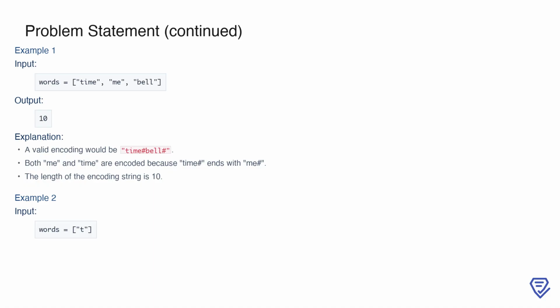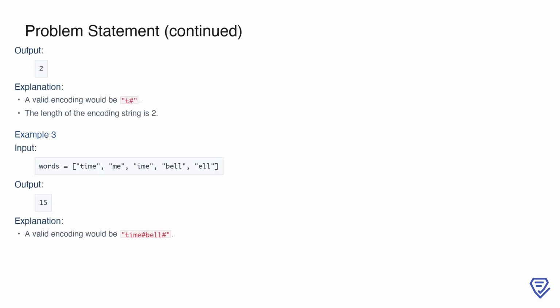Suppose the input list of words is time, me, bell. A valid encoding for these words would be the string time#bell#. Here, me is encoded within time# because the string time# ends with me#. Similarly, the word time is encoded explicitly in the string. The overall length of this encoding string is 10, which is the shortest possible encoding for this input. This demonstrates how overlapping words can reduce the total encoding length by avoiding redundant representations.